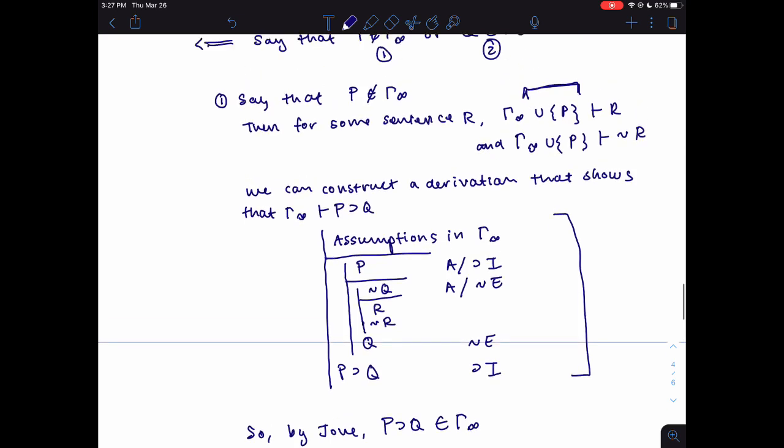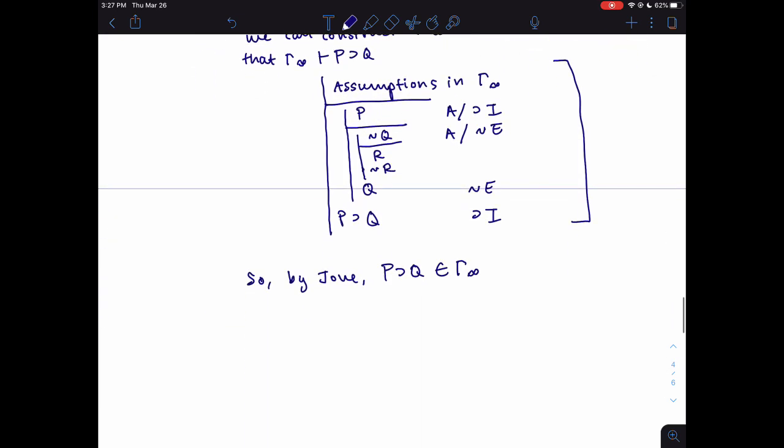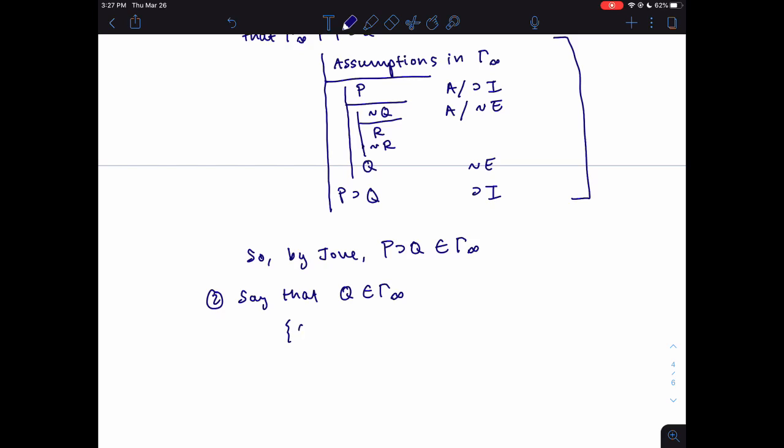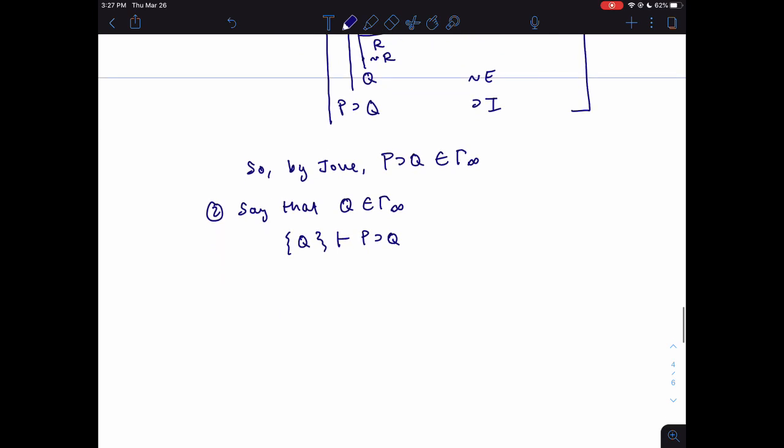Now it's time to do case number 2 of this direction. So case number 2 says, say that Q is a member of gamma infinity. So now we're back to the case where we're told that something is a member of gamma infinity. So all we want to show is that if you have a set containing Q, that allows you to derive if P then Q. And that's going to be a pretty simple derivation, right? So you assume Q, and then you get to assume P for the purposes of conditional introduction, and then reiterate Q, and that allows you to discharge if P then Q through conditional introduction.